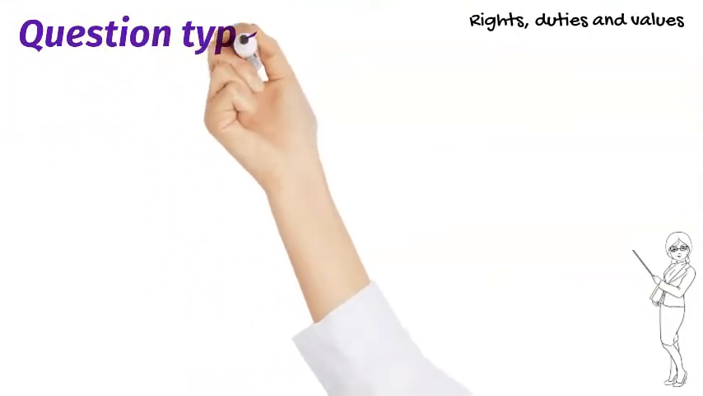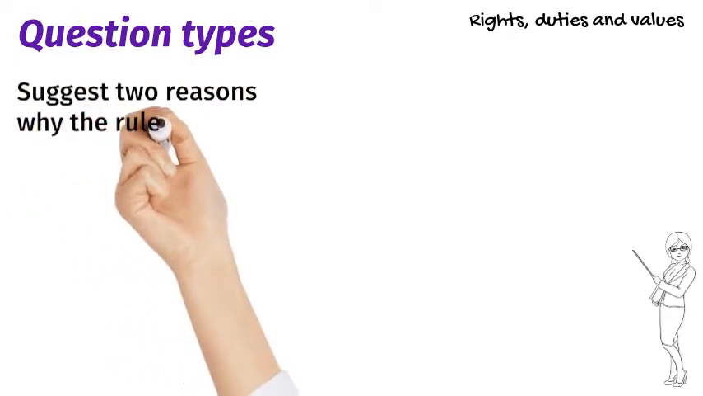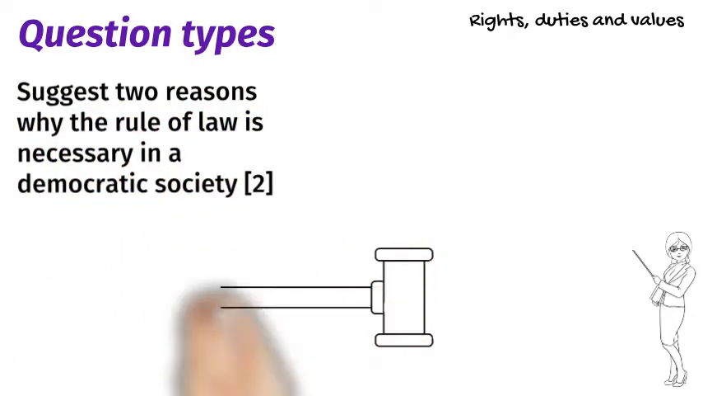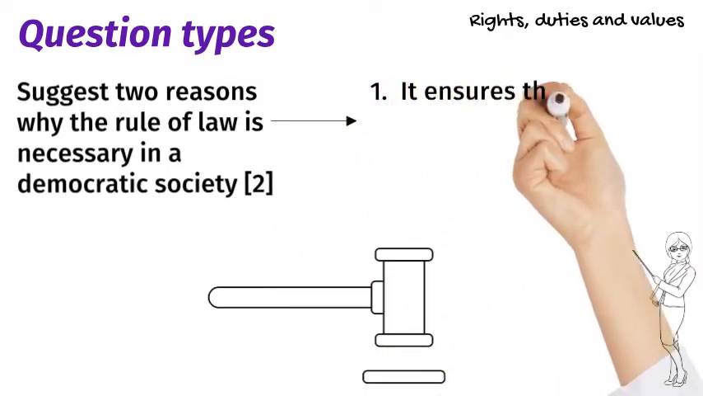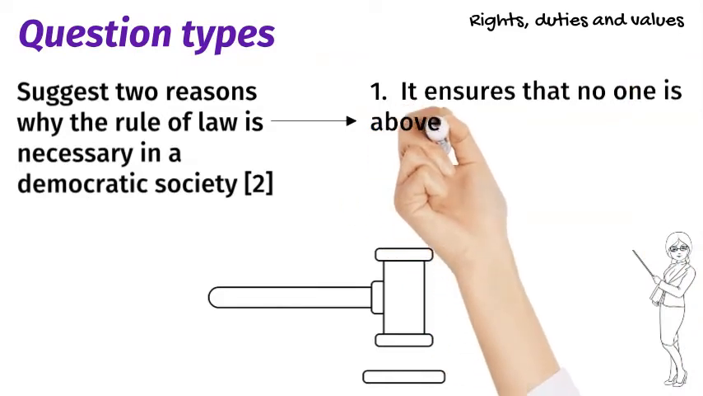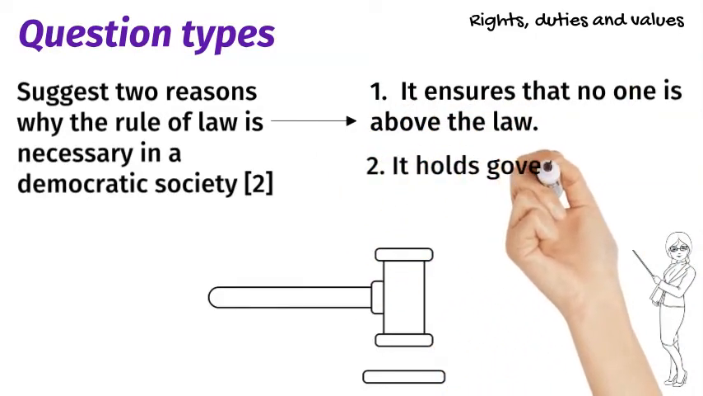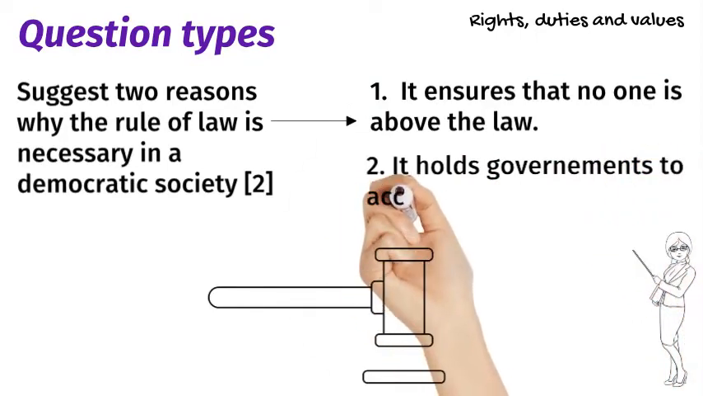Suggest 2 reasons why the rule of law is necessary in a democratic society. 2 marks. For this question, you need to identify reasons a society needs the rule of law. Acceptable answers to this could include that it ensures that no one person is above the law, as it means the law applies directly to everyone, or it means that the government is accountable in law for its actions.